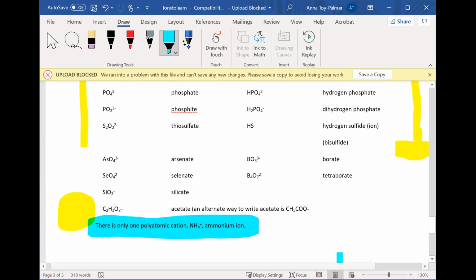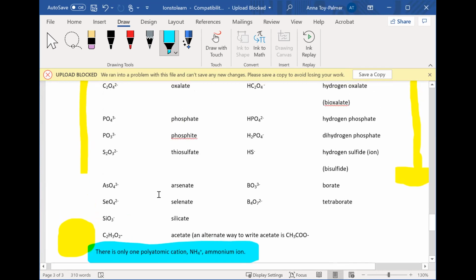And Victor, almost. I agree with the acetate. What do you know about your mercury? Is it a transition metal? And if it is, you need to write the charge. So what's the charge on your mercury?